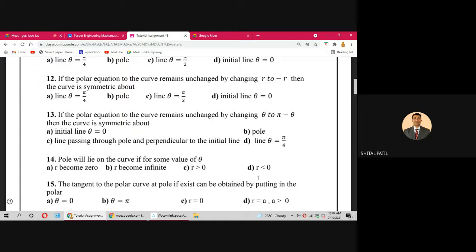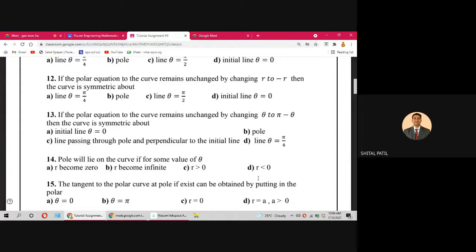Okay, so leave the theta. What is remaining now? Pi divided by 2. So the curve is symmetric about the line theta equal to pi by 2. That is the line passing through the pole and perpendicular to the initial line. Same, meaning it's the same as the y-axis. You can say y-axis, you can say line theta equal to pi by 2, or you can say the line passing through the pole and perpendicular to the initial line. Okay, next question number 14.